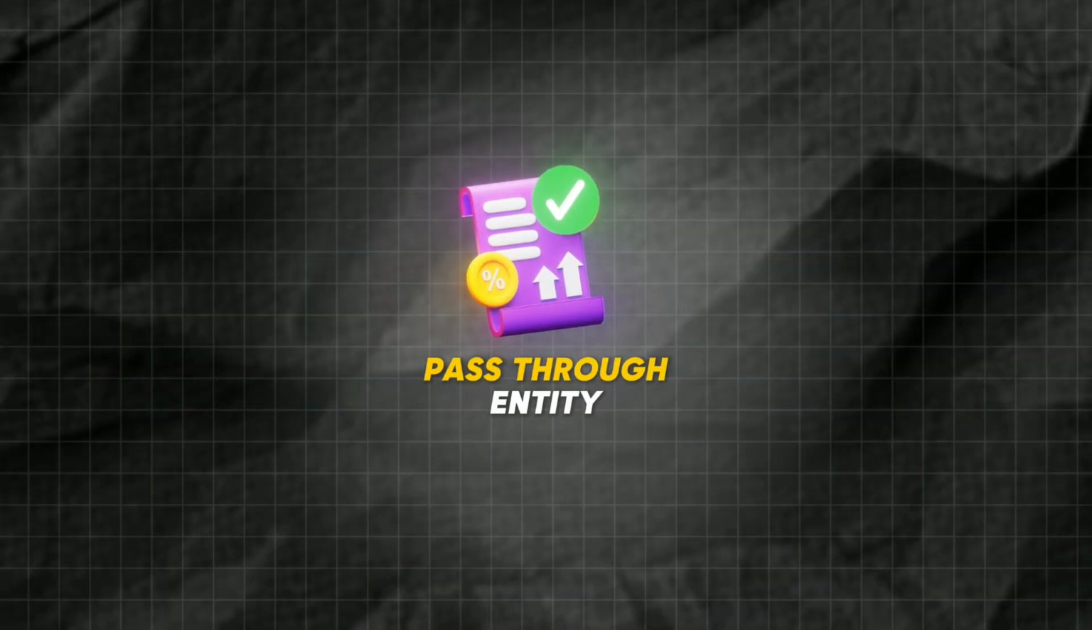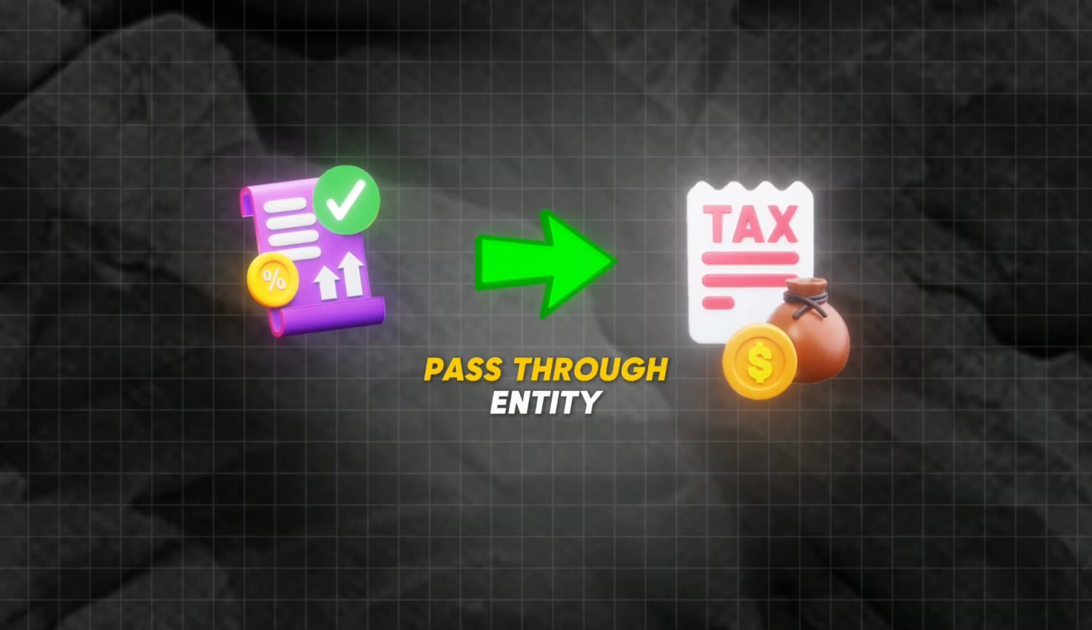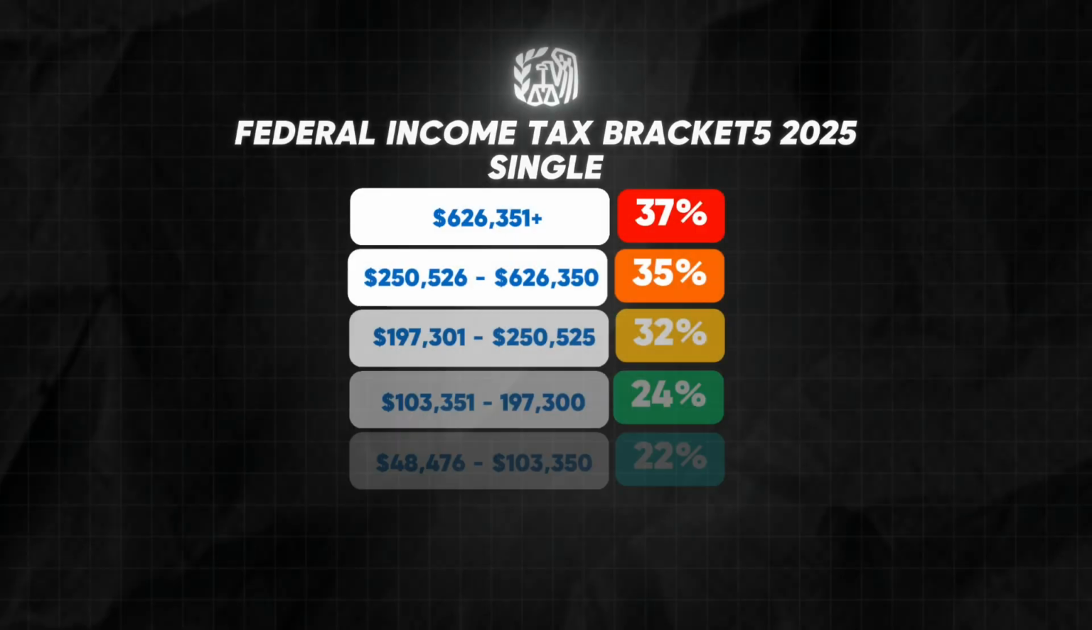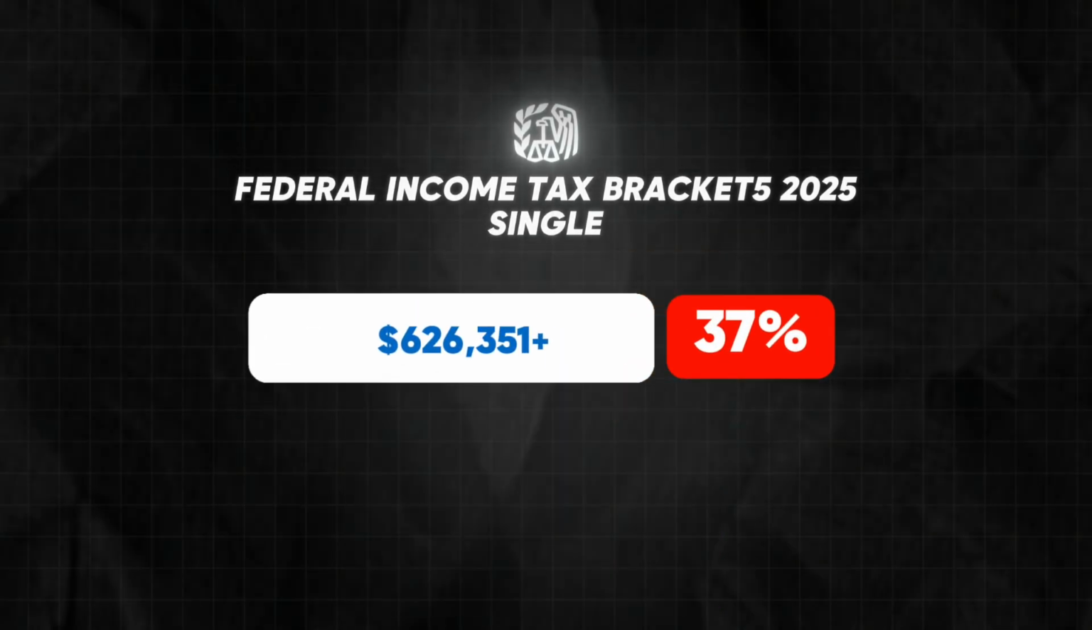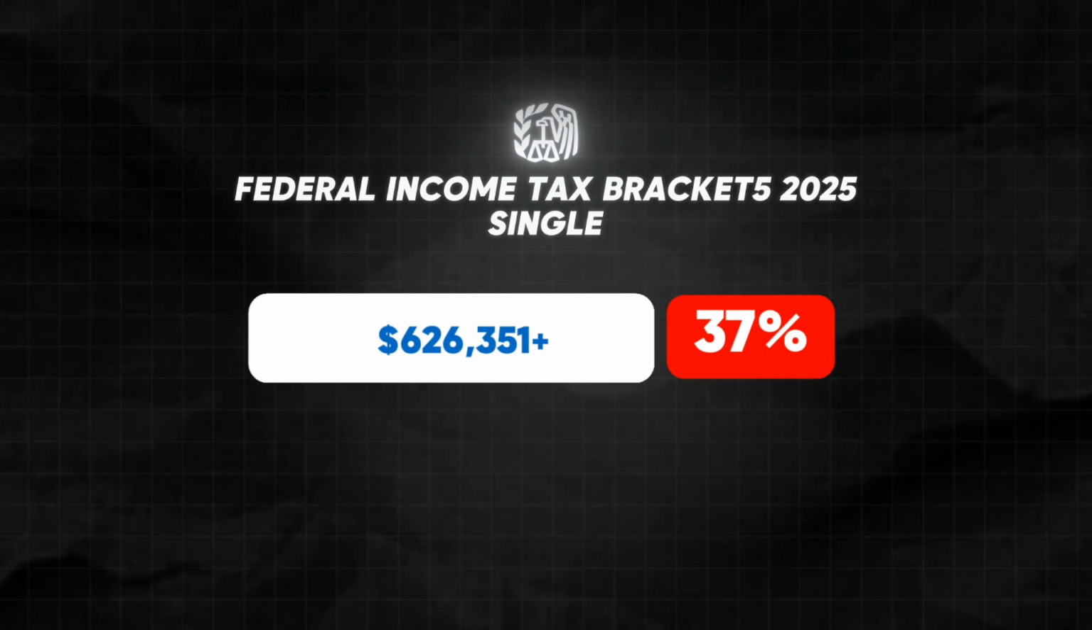If you have a pass-through entity, your business income is taxed at ordinary income tax rates. The US uses a progressive tax system, meaning your business income is taxed in brackets. As your income increases and moves into a higher bracket, your income within each bracket is taxed at a progressively higher rate. The top tax bracket in the United States currently sits at 37%, and that applies to income above $640,000 and $600,000. The rate you actually pay depends on which bracket your business income falls into.